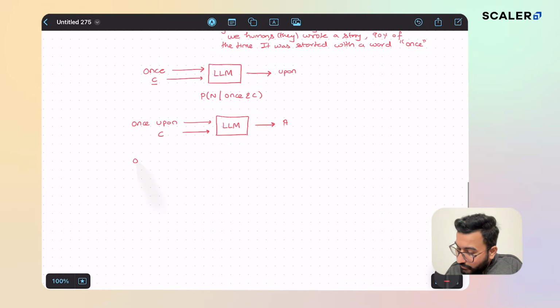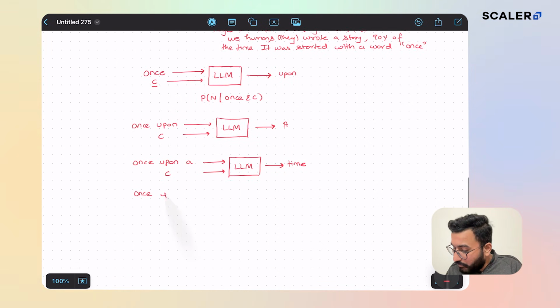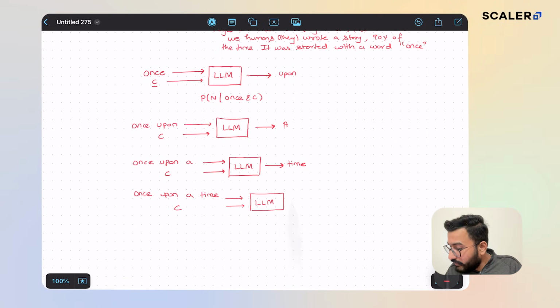And now the third iteration, "once upon a" with the context will go back to the LLM. And now the next word generated will be "time". "Once upon a time." Now "once upon a time" will go together with the context into the LLM, and the next word will get generated there. And that is how sequentially the LLM will generate the entire text for you.